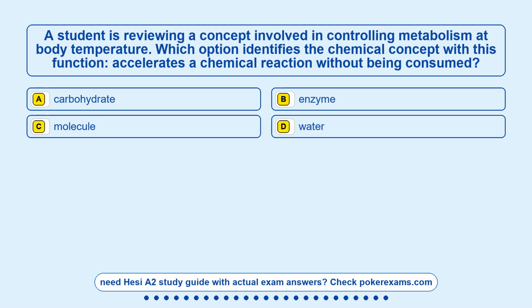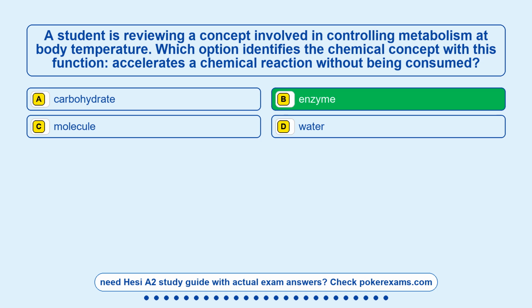Question 21. A student is reviewing a concept involved in controlling metabolism at body temperature. Which option identifies the chemical concept with this function: accelerates a chemical reaction without being consumed? Option A, carbohydrate. Option B, enzyme. Option C, a molecule. Option D, a water.